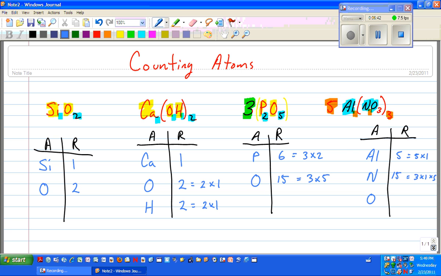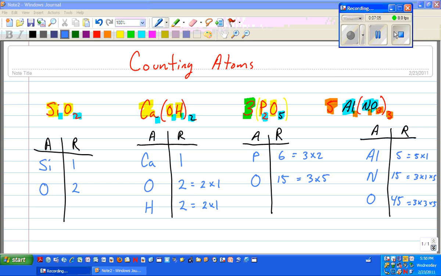And for the oxygen, again, I've got the 3 inside, I've got the 3 outside, and I've got the 5 to consider. So in order to count these, I would have 3 times 3 times 5, which would give me a grand total of 45 oxygens. So that's how you count atoms.